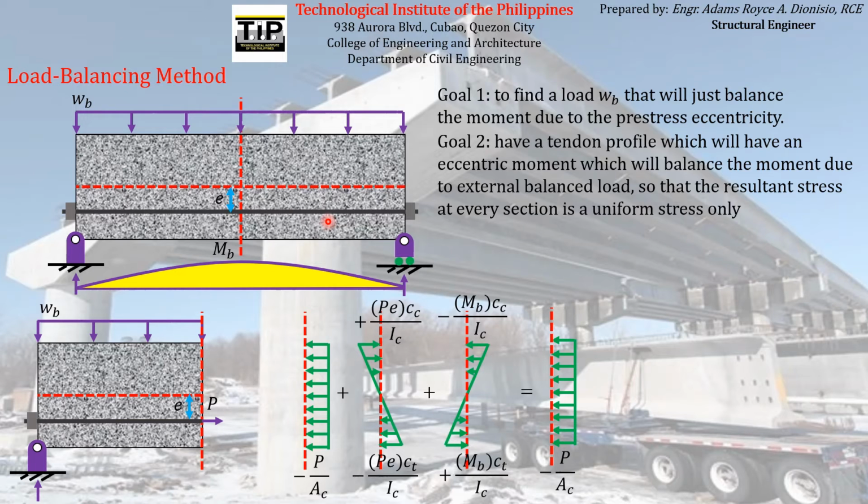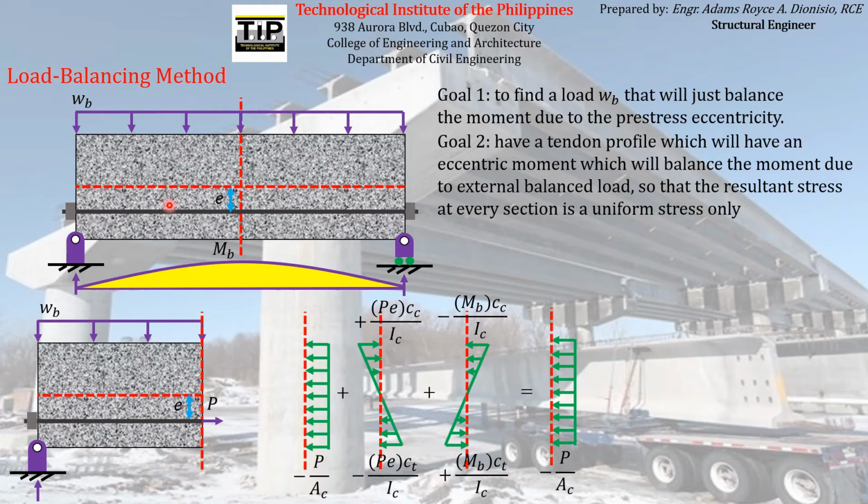And what is our second goal? Our second goal here is to have a tendon profile, which is the profile of the pre-stressing reinforcement, which will have an eccentric moment which will balance the moment due to external balance load, so that the resultant stress at every section is a uniform stress only like this. So that is now our goal. We will try to vary the eccentricity of the pre-stressing reinforcement so that the eccentric moment that will be produced at every section will just balance the corresponding bending moment produced by the applied balance load.